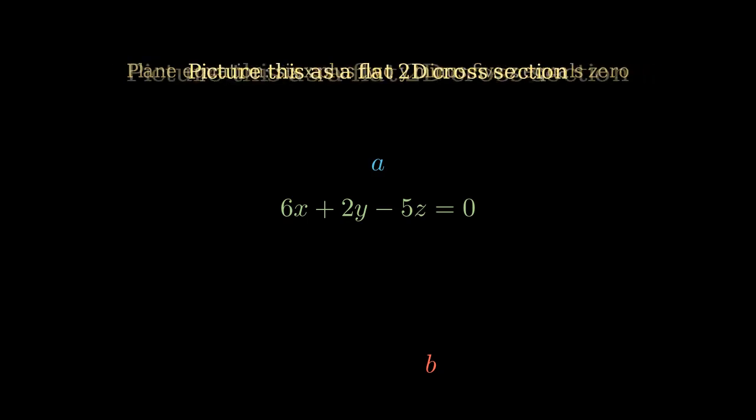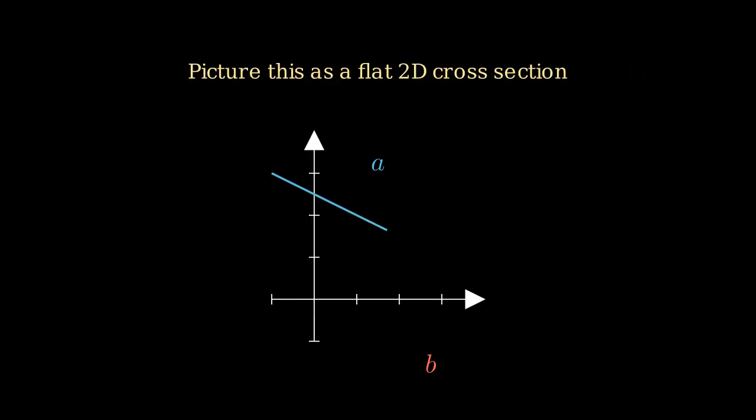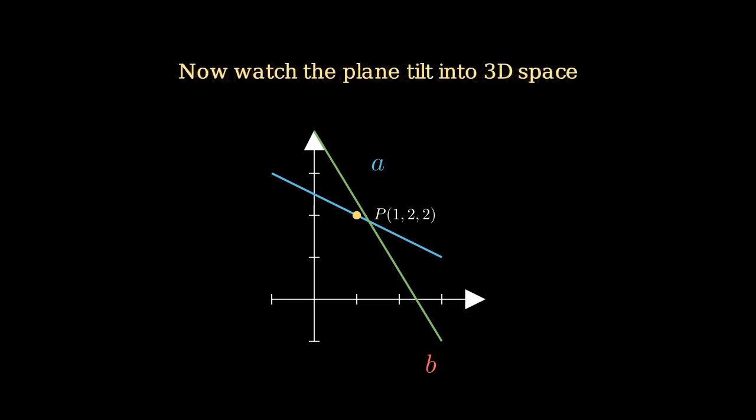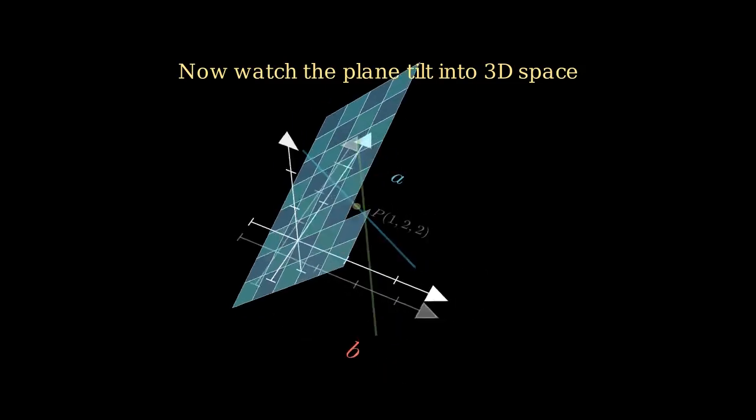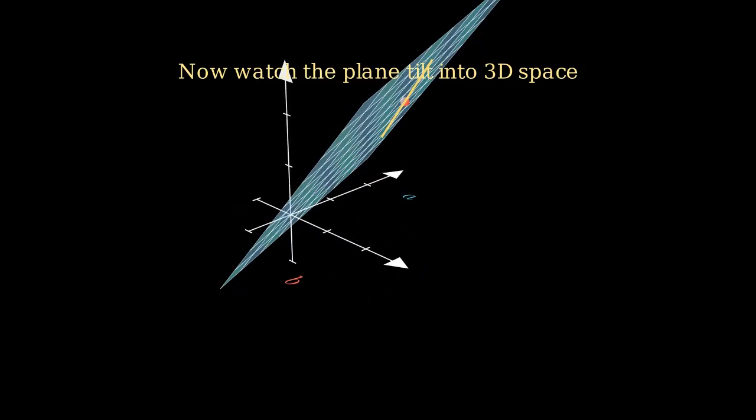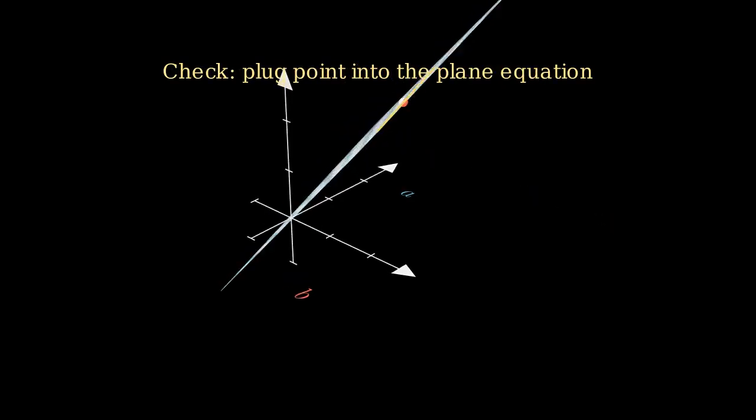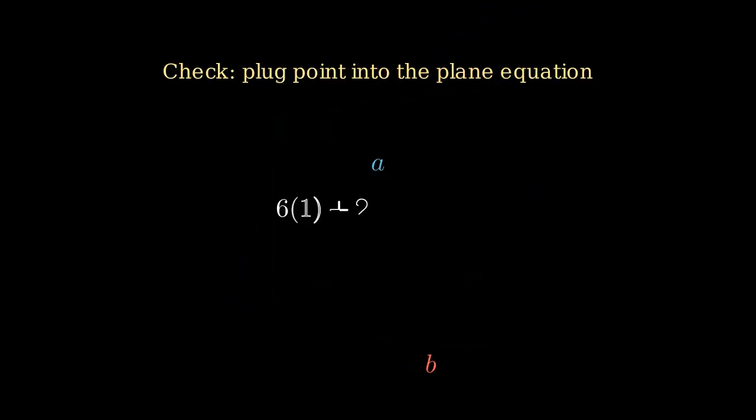Let's picture this geometry in 2 dimensions first, as a flat cross section showing the line and the plane's edge meeting at our point. Now watch that same picture rotate into 3 dimensions, where the flat plane tilts through space and the line pierces through it at exactly the point 1, 2, 2. As a check, we plug the point back into the plane equation, 6 times 1 plus 2 times 2 minus 5 times 2, which is 6 plus 4 minus 10 equals 0, so the point does lie on the plane.